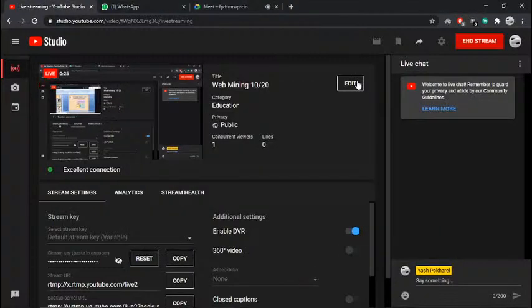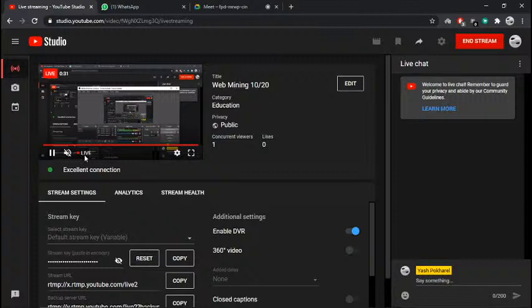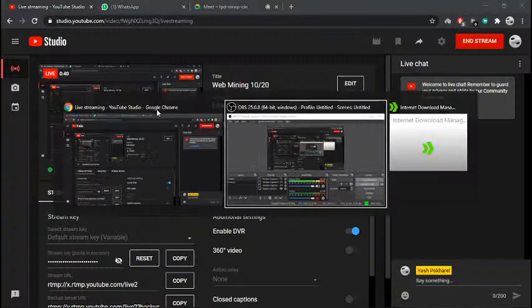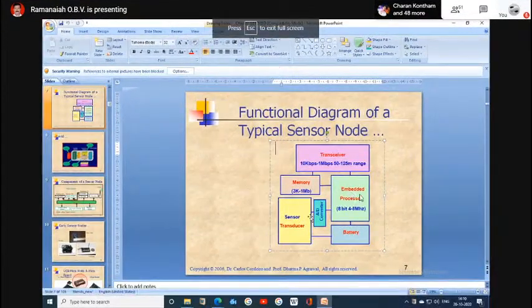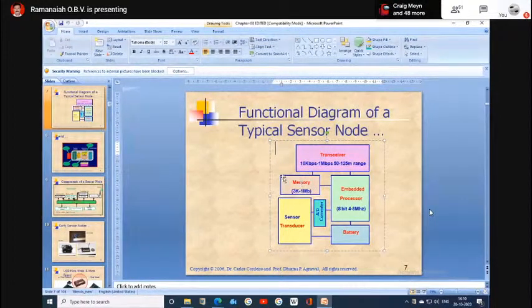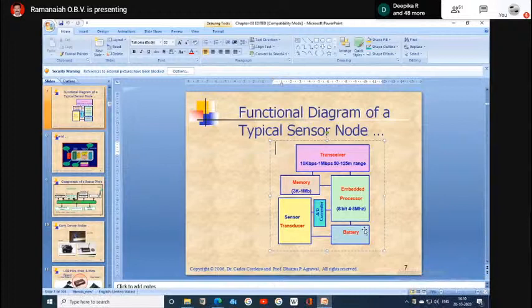Then you look at this diagram. There are three important components or blocks: transducer, embedded processor, and transceiver. All the units need energy that is supplied by a battery, and the sensor parameter is usually analog in nature, which is to be digitized. For that, we use an ADC. And for processor support, we need the RAM, right? So these are the components.